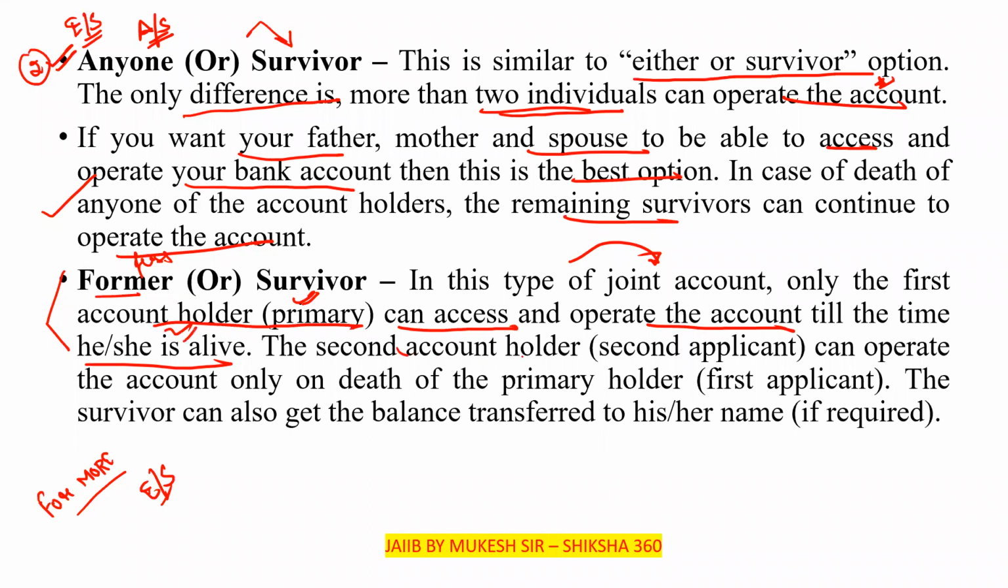So the second account holder or second applicant can operate the account only on the death of the primary account holder. The survivor can also get the balance transferred to his or her name if required. That is former or survivor. Clear? This one is anyone or survivor, this one is former or survivor.